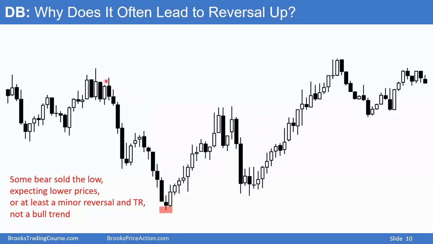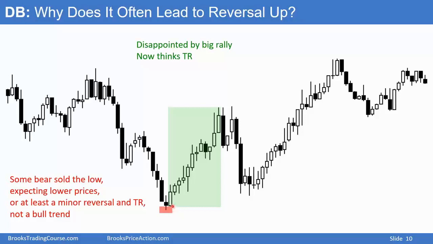We have a bear trend, and bears are selling all the way down, and there has to be a bull taking the opposite side of the trade. Bulls are buying as well, but some bear sold at the very bottom of this bear trend, expecting lower prices. His belief was, it's a strong enough bear trend that the first reversal up will be minor, which means a trading range or a bear flag. He expects the first reversal up to fail and come back down to around his original entry price, and he'll be able to get out with either a small loss or possibly even a profit.